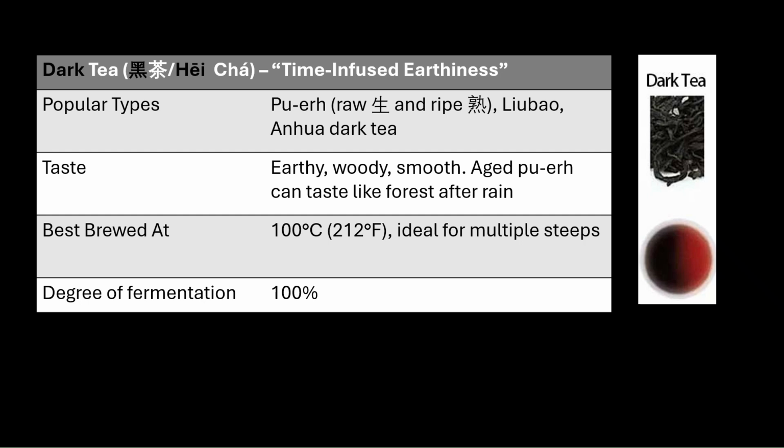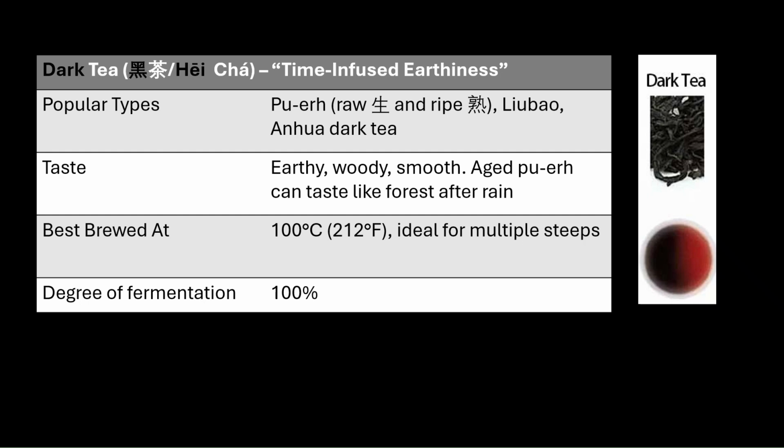And finally, we arrive at dark tea. Dark tea, time-infused earthiness. They are not just oxidized, but also fermented and aged. The most famous example must be Pu-erh from Yunnan. There are raw Pu-erh and ripe Pu-erh. They are the most popular types. Pu-erh tastes earthy, woody, smooth. Aged Pu-erh can taste like forest after rain. They are best brewed at 100 degrees, ideal for multiple steeps.